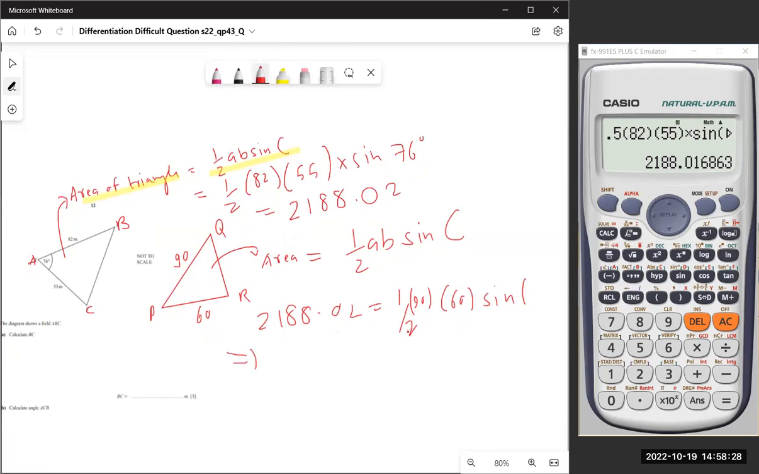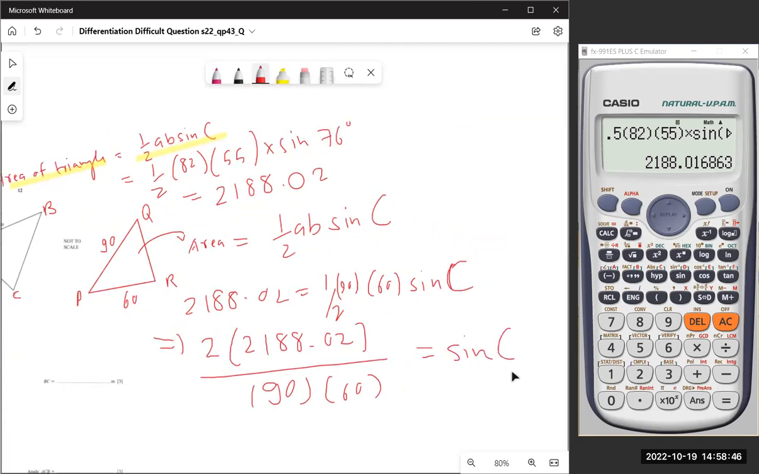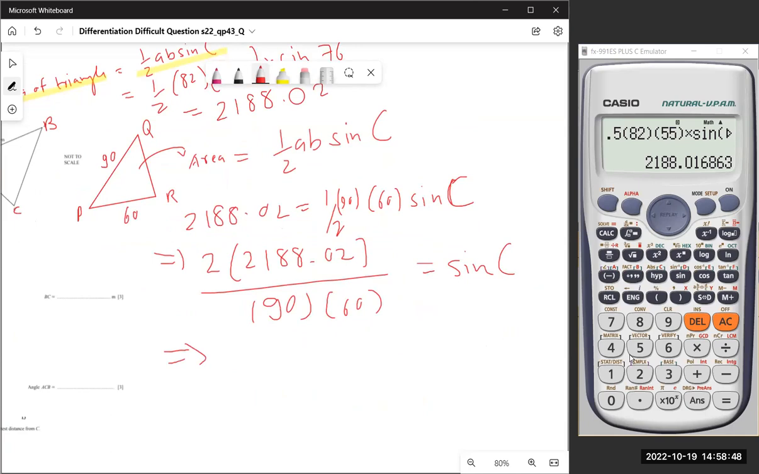Now, the next thing you have to do is find sine C, angle C. Let's first take all of this to the other side. It will become 2188.02 divided by 90 into 60 is equal to sine C. Now simplify this, tell me the answer.